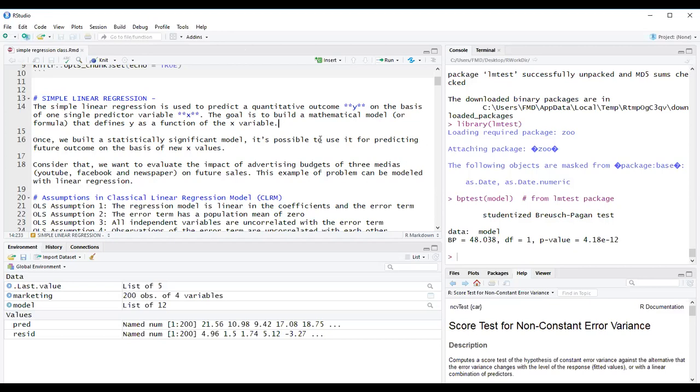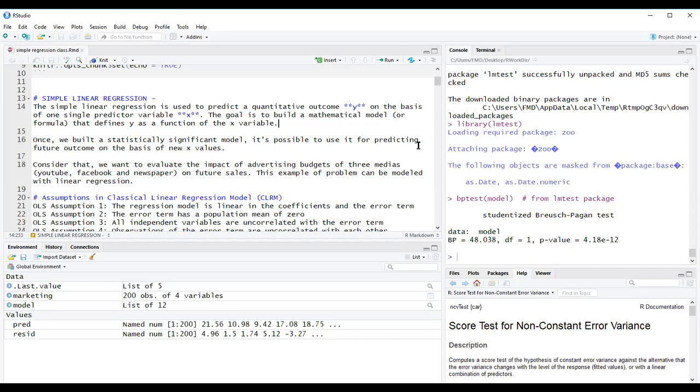Another objective is, as stated here, once we have built the statistically significant model, take note I said statistically significant model, because if it's not statistically significant, then we cannot make use of that model to predict. We use that model that we build through the simple linear regression in predicting future values of y, given new values of x.